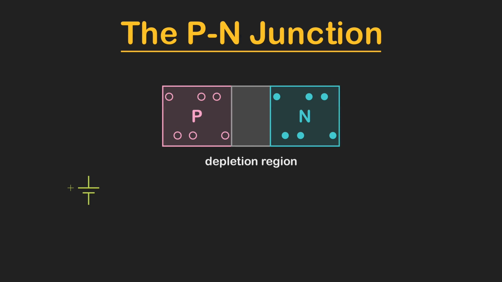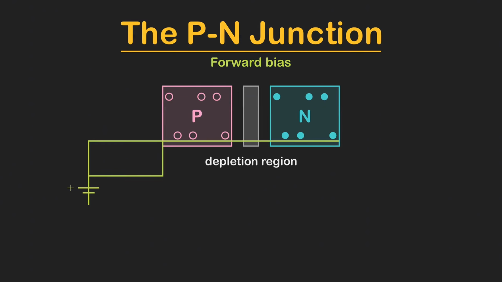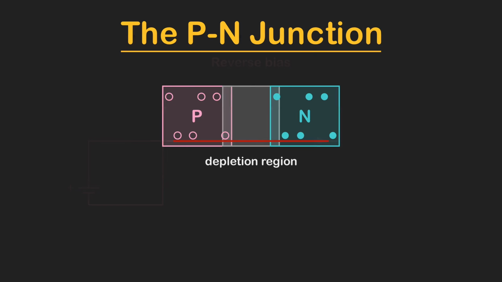Now let us bias that junction. Forward bias pushes the p side positive. The barrier shrinks, and at around 0.7 volts in silicon, the junction begins to conduct. Reverse bias does the opposite. The barrier widens and current is blocked. So think of it in the simplest possible way. A forward bias junction is an open door. A reverse bias junction is a locked one.